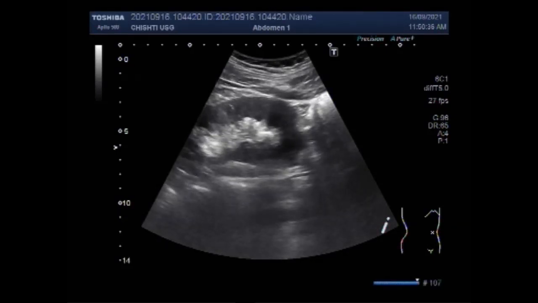You can see the right kidney, and it is echo-normal. A small stone is seen in the renal pelvis. Three stones are seen in the renal pelvis of the kidney.